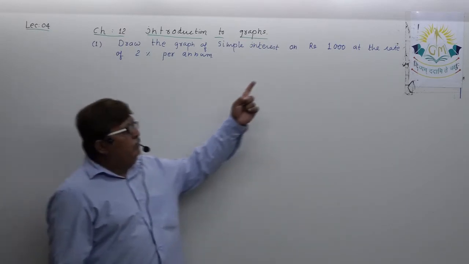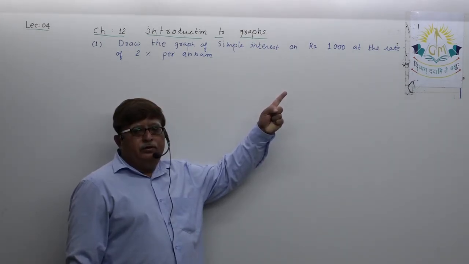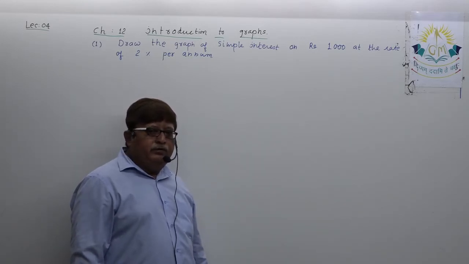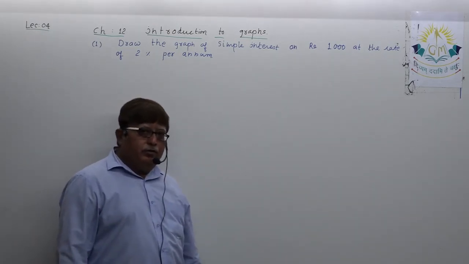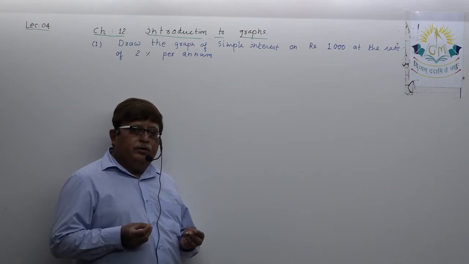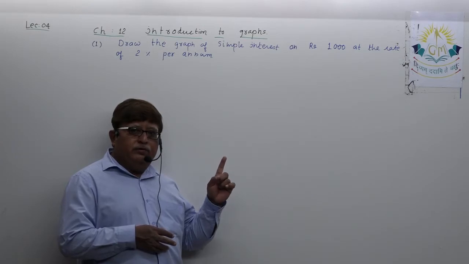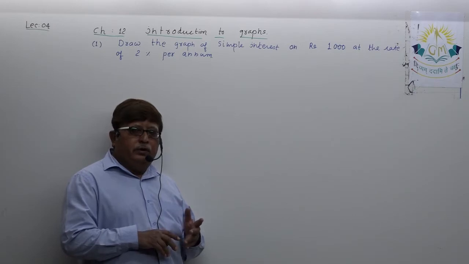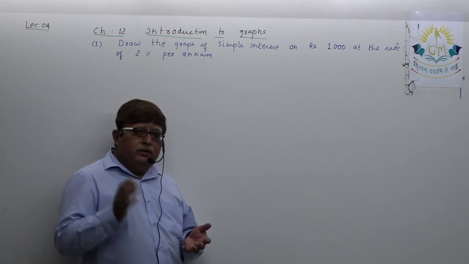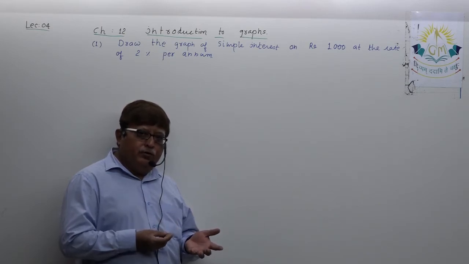Now you all know simple interest is to be counted on 1000. So 1000 will be the principal for us. Rate of interest is 2%. So when you are going to count the simple interest, these two parameters are not going to change, neither principal nor rate of interest. So what is going to change? Simple interest and number of years, as you all know.